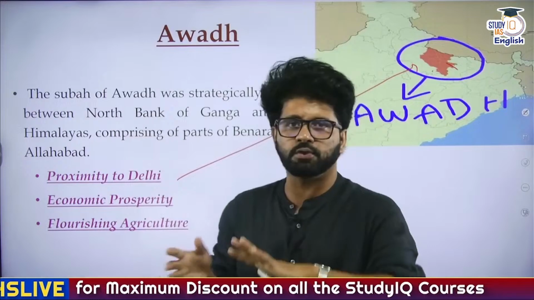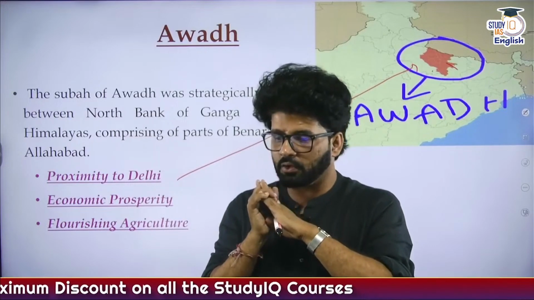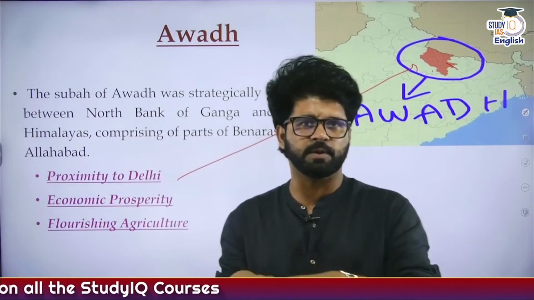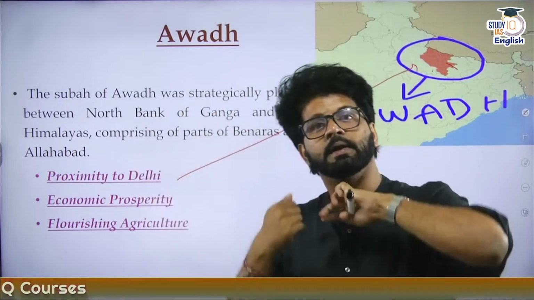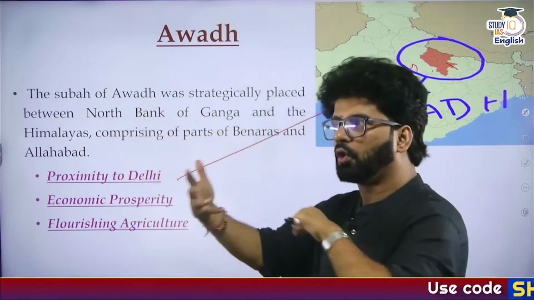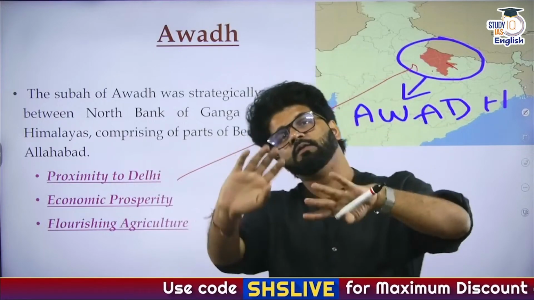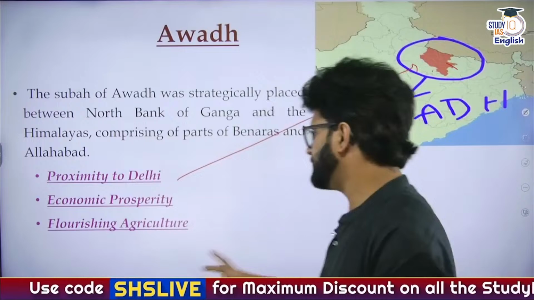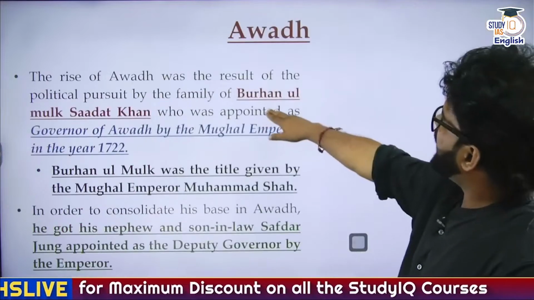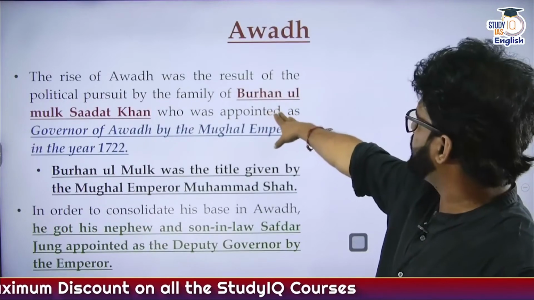This particular dynasty only, they are ruling, and how on the pretext of misgovernance, the British will annex this particular territory. And that also played a very big role in the 1857 revolt. We are not saying it, NCERT class 12 is saying it. We'll see that particular chapter when we go to the 1857 revolt. Fine, sir. So the rise of Awadh was the result of political pursuit by Burhanul Mulk.